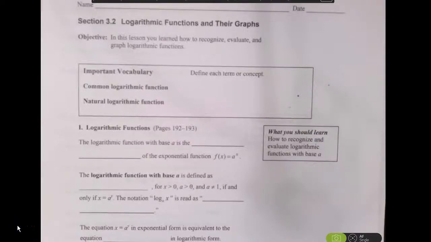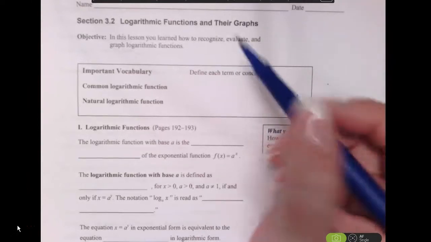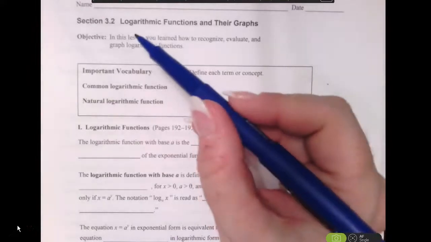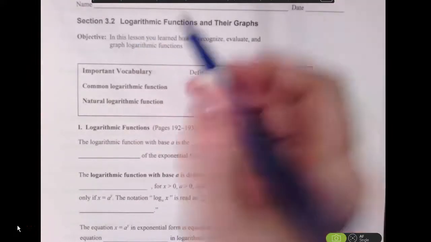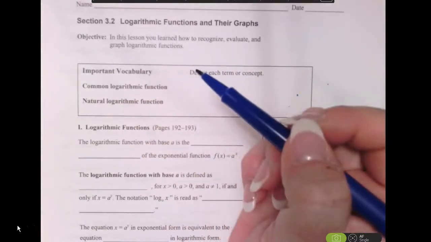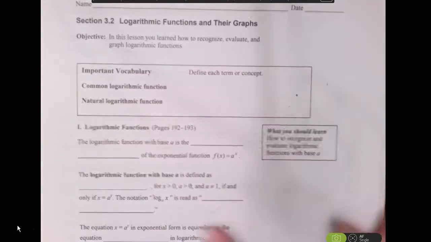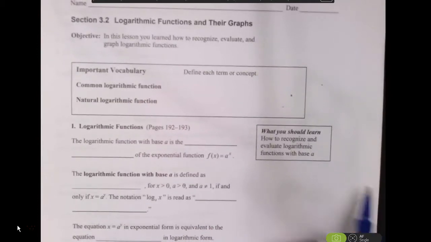Okay, good morning. Here are the notes for section 3.2, where we're going to be talking about logarithmic functions and their graphs. So in the last unit, you learned about the exponential function. And the exponential function is used whenever things grow very, very quickly. And the logarithmic function is something that we're going to use whenever things grow very slowly, like just any item that grows very slowly over time.